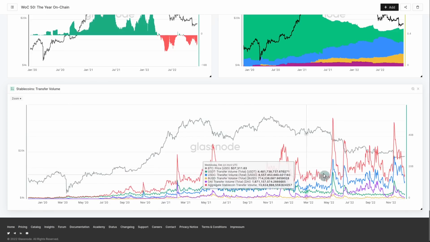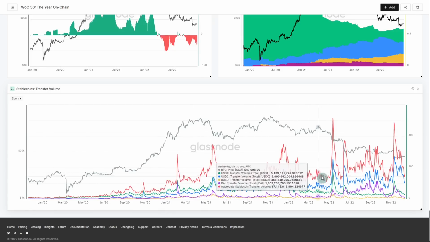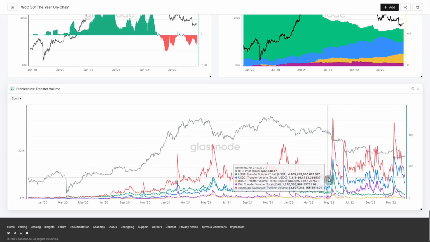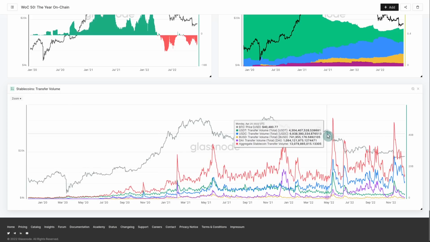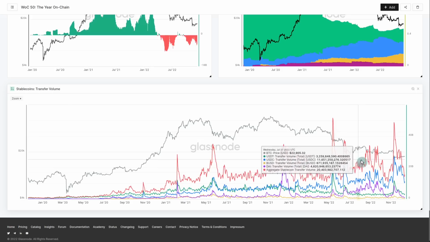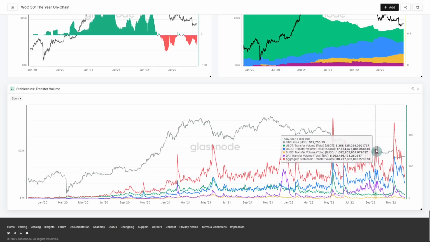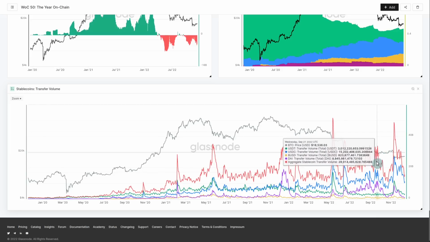And really, for most of 2021, we saw about $16 billion a day in transfer volume. That has actually upticked as price has fallen, particularly since around May 2022. Price has fallen from 40,000 down to, well, below 20,000, but stablecoin volumes have actually increased to between 20 and $30 billion per day. So we're seeing a huge amount of stablecoin transfer volume on the Ethereum network.